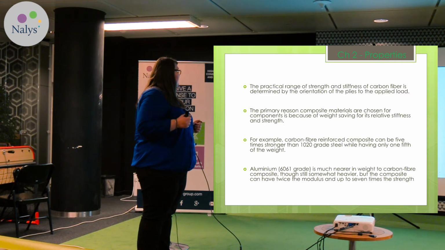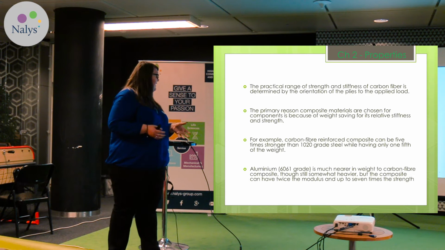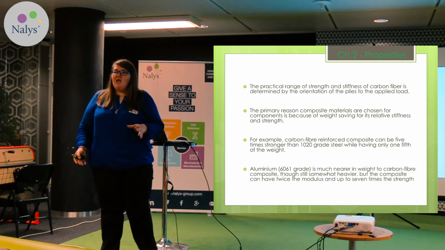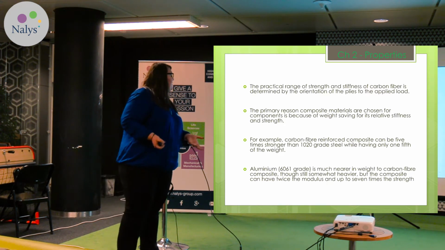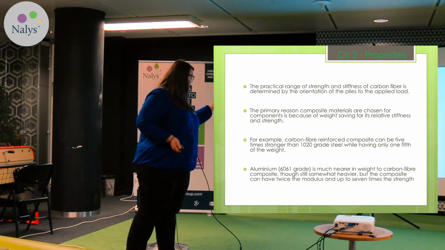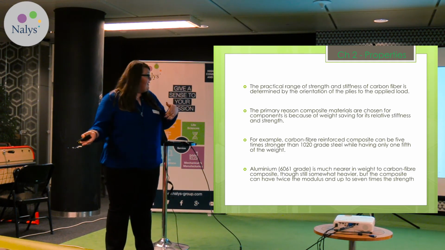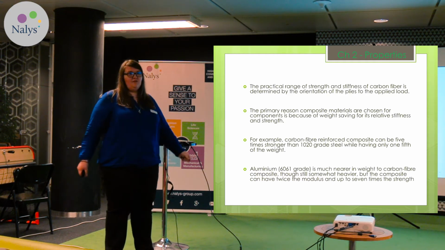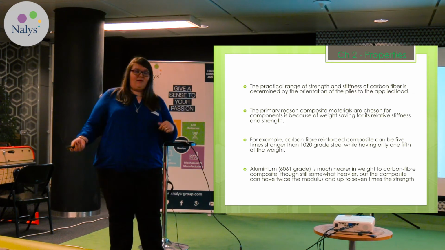The weight is also relative to the stiffness and strength, but basically a composite is less massive than a metallic part. For example, carbon reinforced composite is 5 times stronger than steel, but has 1/5 of its weight. So it's really, really light compared to metallics, for example.